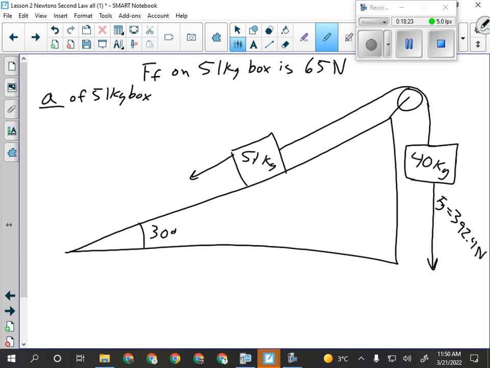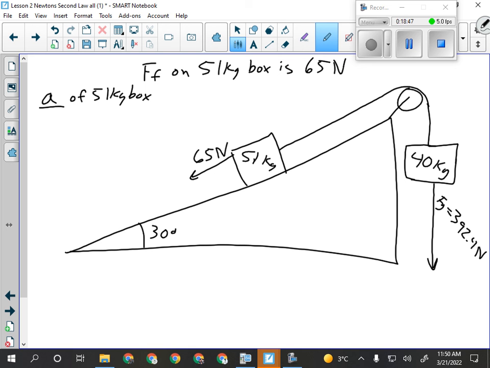Okay, we got a force of friction that's 65 newtons. How did I know to draw it that way? Because it's going to be working against the force of gravity, which is pulling the 51 kilogram box off the ramp. Right. I'm assuming, and I could be wrong, that the box is going to move up the ramp because of this setup.